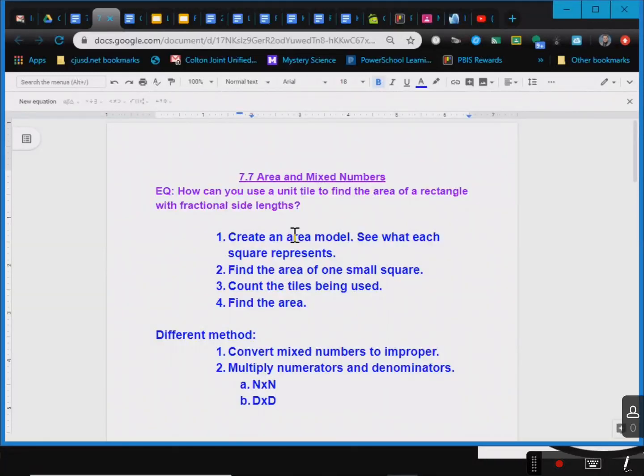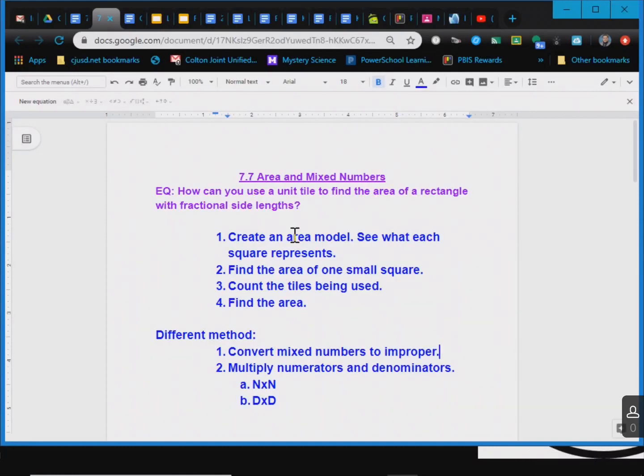Hello guys, welcome to 7.7, which is area and mixed numbers. The essential question is, how can you use a unit tile to find the area of a rectangle with fractional side lengths? Here are the steps that we're going to do. There are two different methods I'm going to show you. The first is creating an area model and seeing what each square represents and finding the area, counting the tiles.